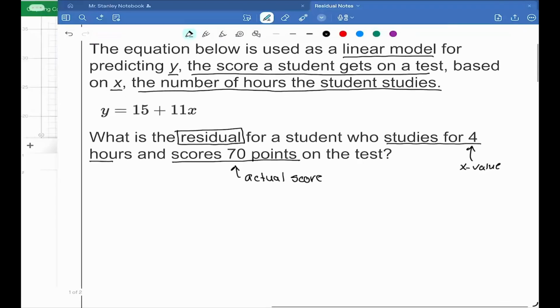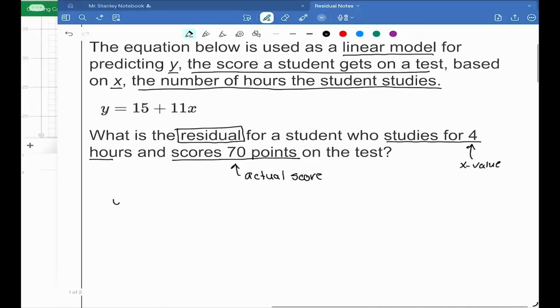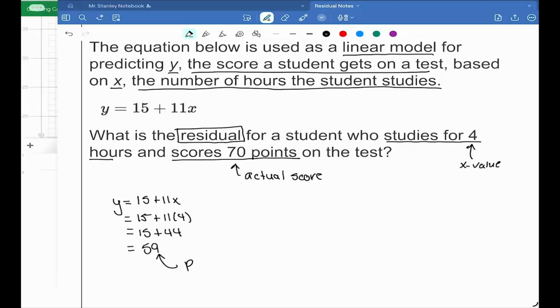In order for us to find the predicted value, we're going to take the equation, plug 4 in and see what the result will be. So the equation they gave us was y equals 15 plus 11x. We're going to replace the x with 4. So that's going to give us 15 plus 11 times 4. We keep going, that's going to give us 15 plus 44. And if we add those together, we get 59. So this right here is the predicted score that they should have made.